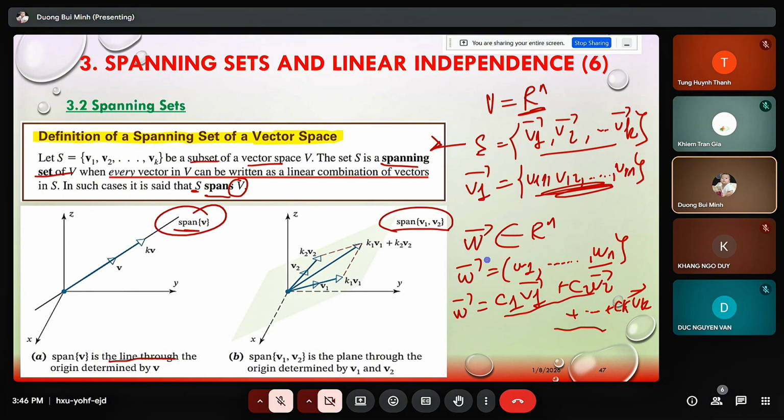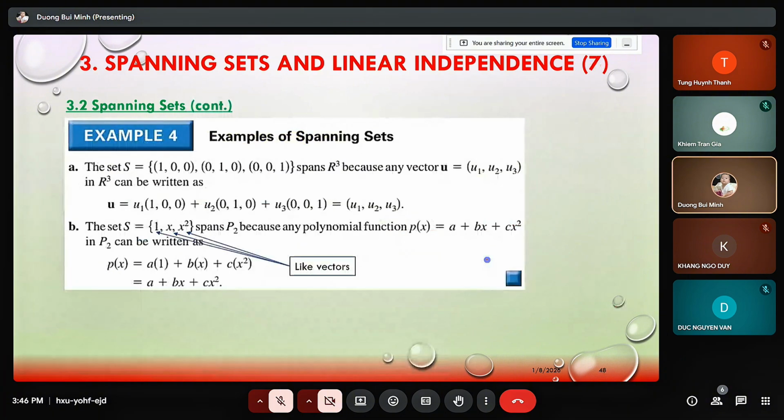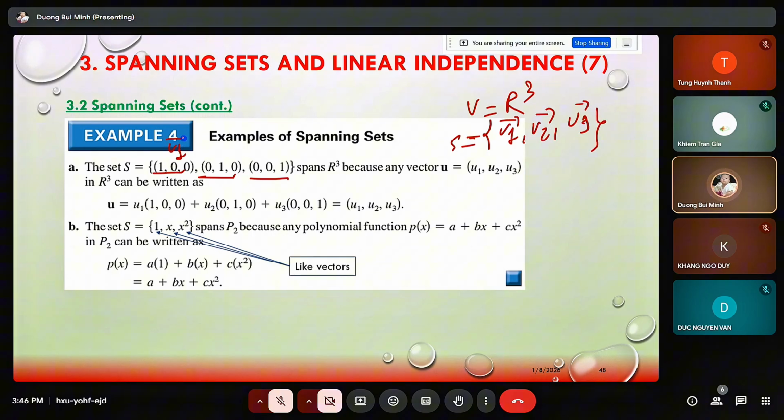Example. We have vector space V is R3, and we have a spanning set. How many vectors does this set have? One, two, three. So three, and we say V1, V2, and V3. This is V1, this one is V2, and this one is V3.